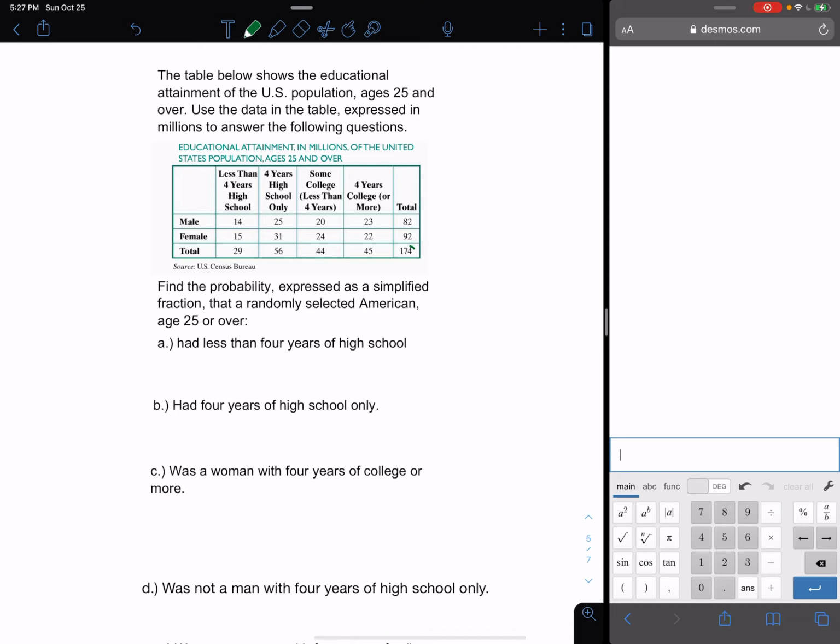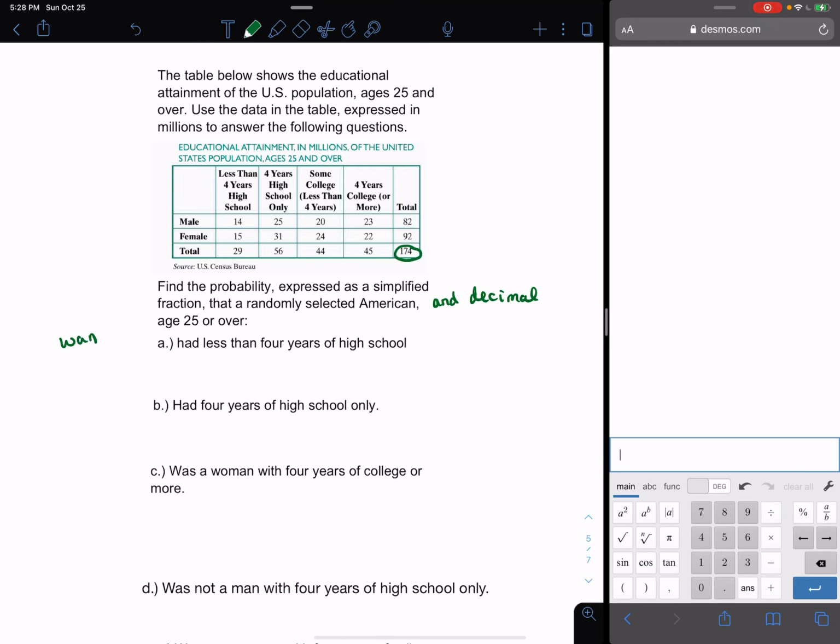So this bottom right-hand corner where we have 174 tells us that there's 174 million total people that were collected in this data set. So we're going to find the probability, expressed as a simplified fraction, that a randomly selected American age 25 or over. And let's also look at the decimal answer, because you may see that in your homework as well. And so in part A, we want that they had less than 4 years of high school.